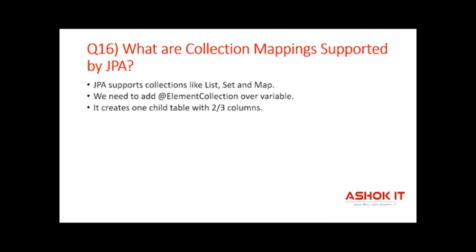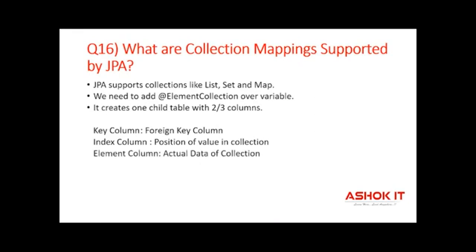Whenever you use ElementCollection, that is actually going to create a child table with 2 to 3 columns. Those columns will be the key column, meaning foreign key column; the index column, where index means positions 0, 1, 2, 3 in case of list, and in case of map, the map keys will be the positions; and the element column, where the actual data of the collection will be stored.